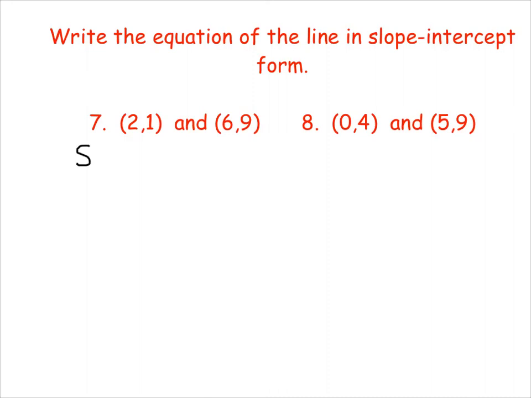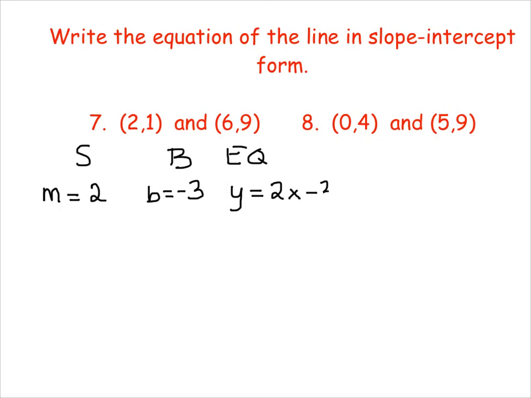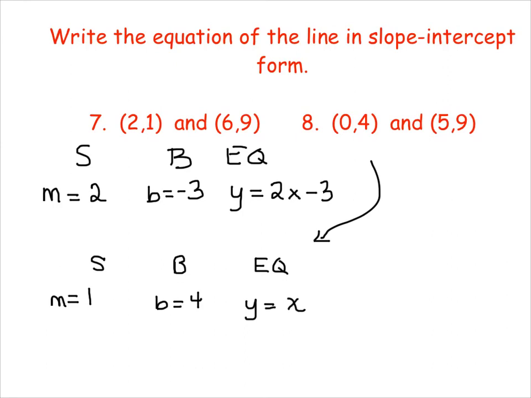All right, for slope on number 7, it was 2. Your b, your y-intercept was at negative 3. And so your equation would be y equals 2x subtract 3. All right, for number 8, the slope was 1. Your b was 4. And your equation then would be y equals x plus 4. Remember, we don't need to write that 1 because it's assumed in front of the x.